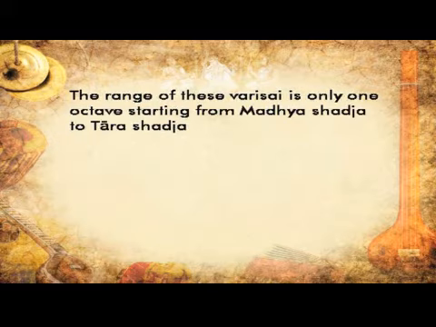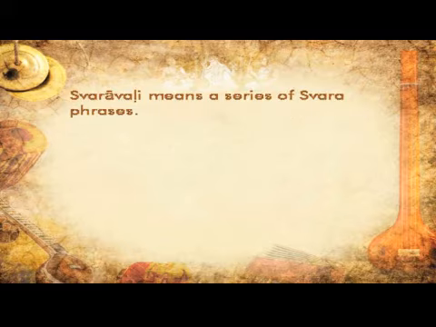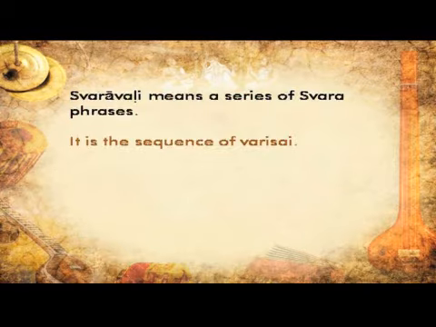The range of these varisai is only 1 octave, starting from Madhya Shadja to Tara Shadja, covering all the 7 notes of the raga. Swaravali means a series of swara phrases. Another important feature of Sarali Varisai is the sequence of varisai.